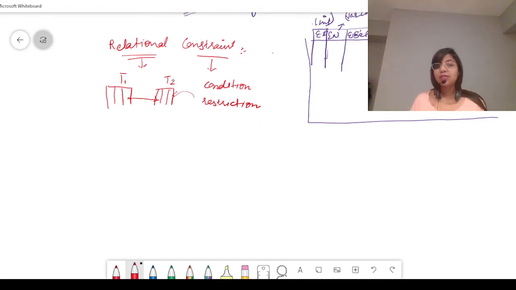So what are these? These restrictions are called the constraints on the relational table. So this is all about the basic term of the relational constraints.